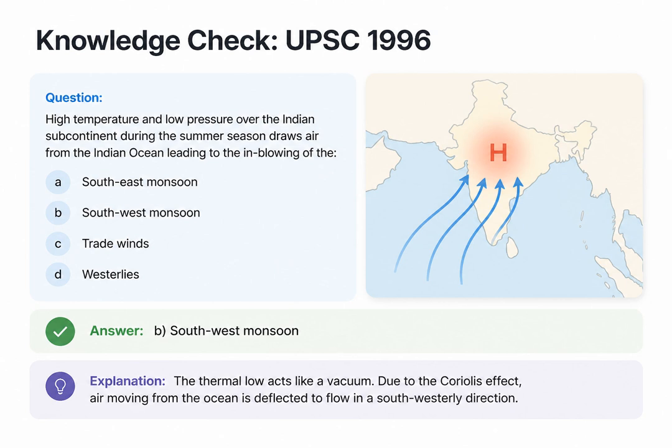As the air is drawn in from the southern hemisphere across the equator, the Earth's rotation, specifically the Coriolis effect, deflects these winds to the right, causing them to approach India from a southwesterly direction.